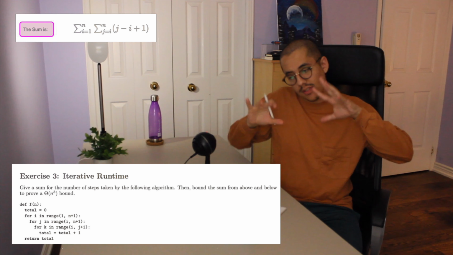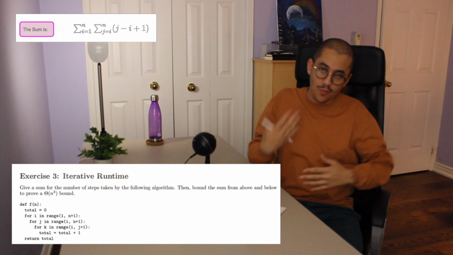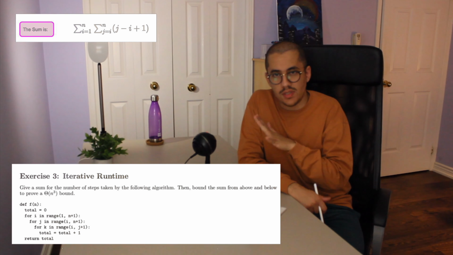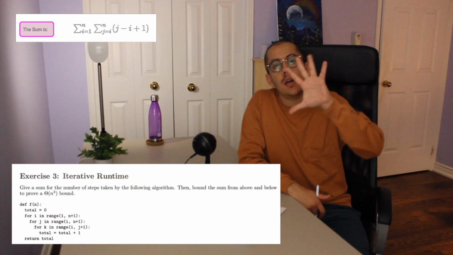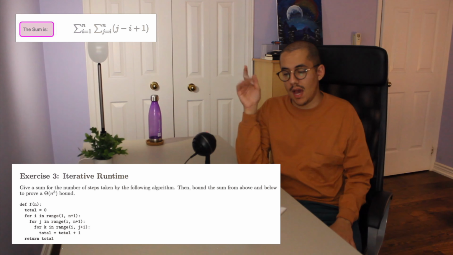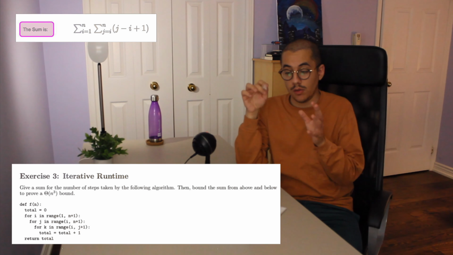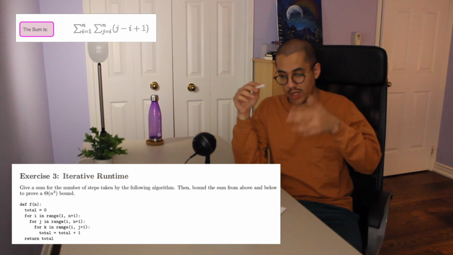Now, let's switch it up and you'll see why I keep doing this. If you don't kind of understand it, it's fine. We'll just keep this formula that we have: summation of i going from 1 to n, and the summation of j equaling i to n, and then j minus i plus 1.